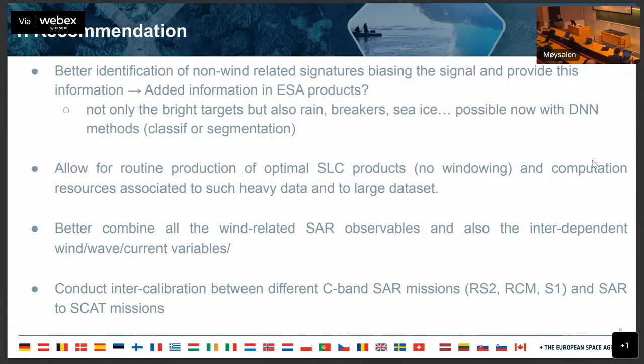Yeah. So I guess I'm suggesting to derive the wind product without the bias of these other features, for sure. But also, while you're at it, instead of masking them, to actually think about including the other features as a classification product. Yeah, I think it's a really good idea. What was the intent? That was the intent? Yeah.